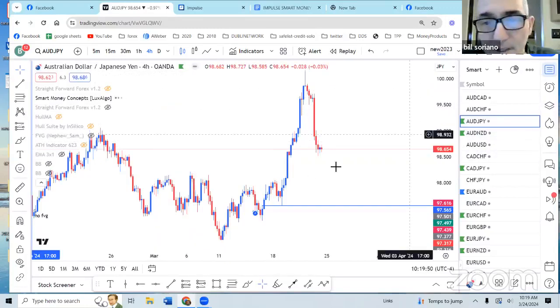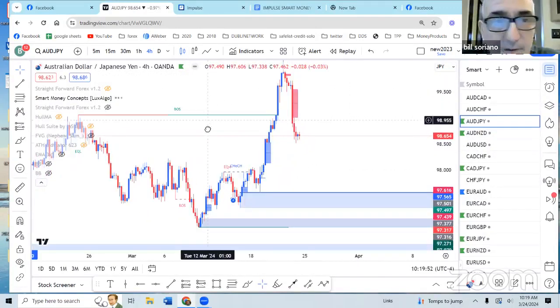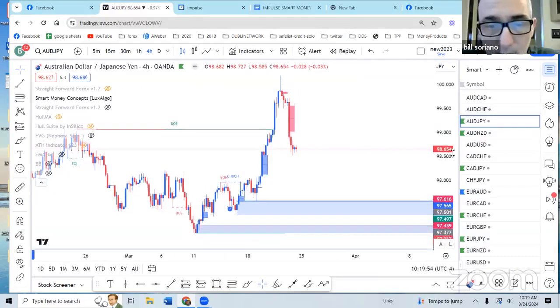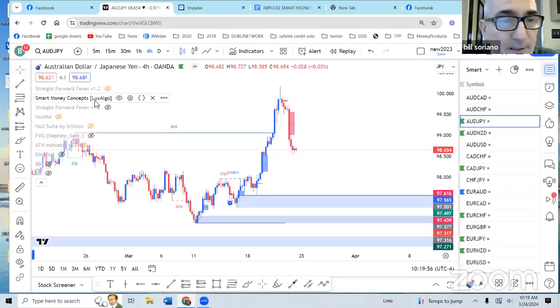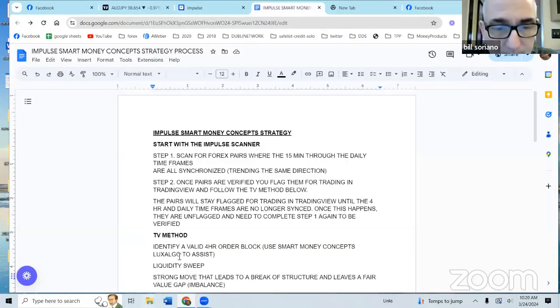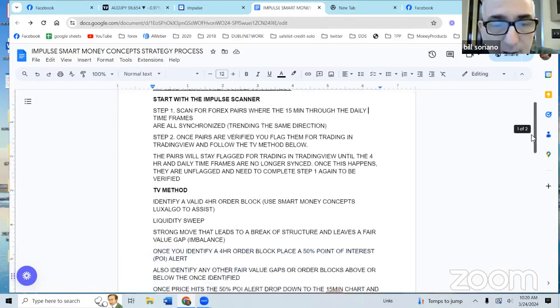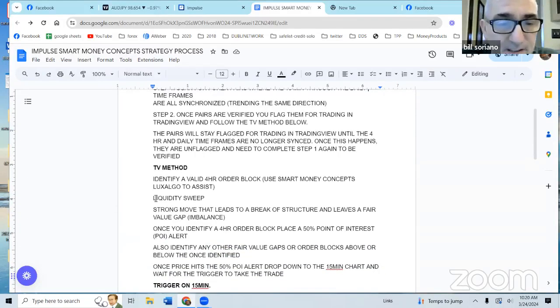I'm sorry, AUD JPY. So right here, we're on the 4-hour time frame now, and we're using the Smart Money Concepts Lux Algo indicator, right? That's right here in the method. Identify a valid 4-hour order block using Smart Money Concepts Lux Algo to assist. With a valid order block, you should see a liquidity sweep most times, and then a strong move that leads to a break of structure and leaves a fair value gap or imbalance, okay?